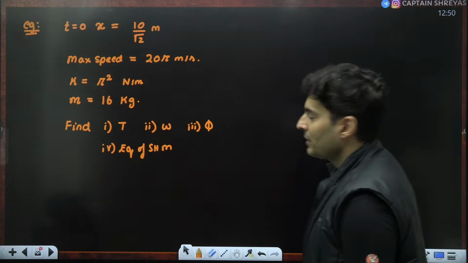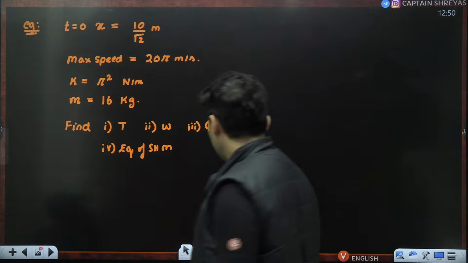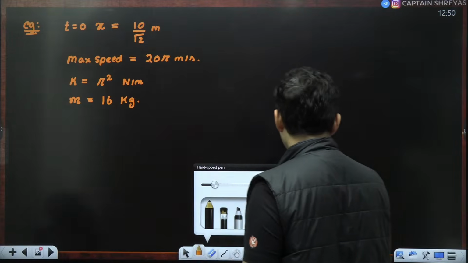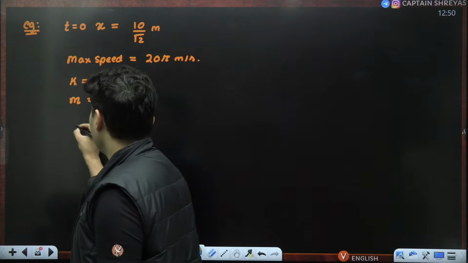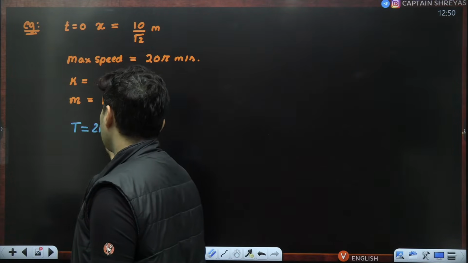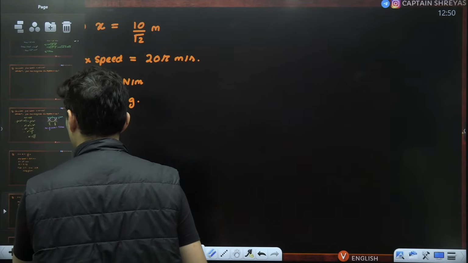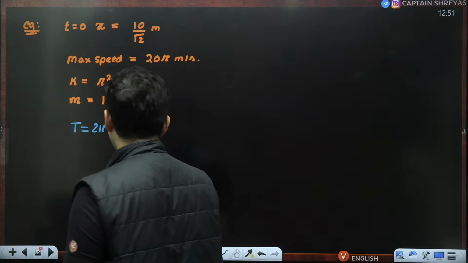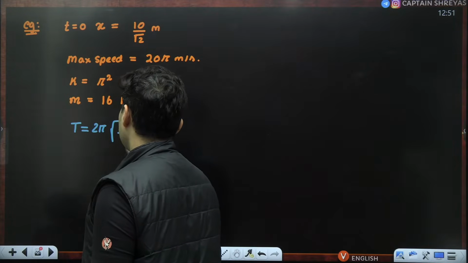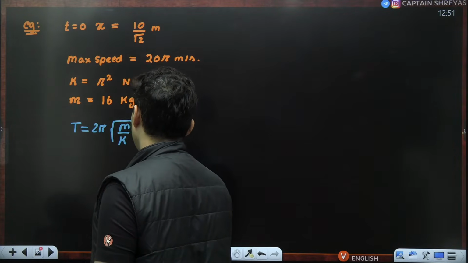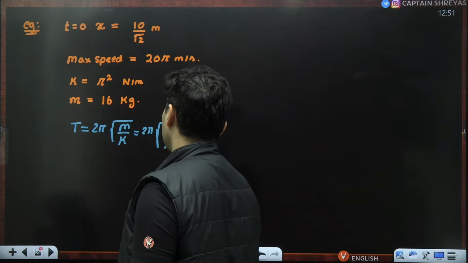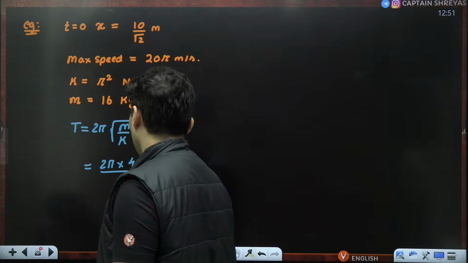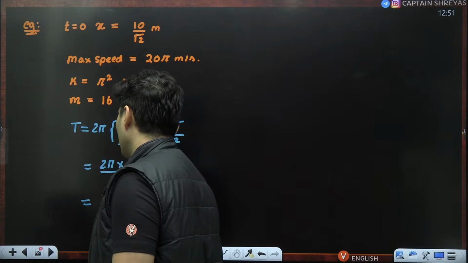Very interesting question. I think the easy parts we can do first. K and M are given. From K and M, the one thing that you will get easily is the time period, and the time period is 2 pi under root mass by spring constant. So 2 pi, mass is 16, spring constant is pi square. So 2 pi, 16's root is 4, root of pi square is pi, pi cancels, 2 4s are 8 seconds.